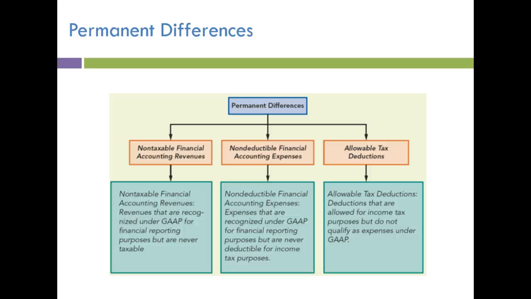Or there may be non-deductible financial accounting expenses that are recognized under GAAP but will never ever be deductible for income tax purposes. And then finally, there may be tax deductions that are allowed for income tax purposes, but GAAP will never allow them. Okay? Do you see we've got some differences here that we need to talk about? These are permanent differences. We're not going to reverse them with time once the income is recognized. It's never going to occur.